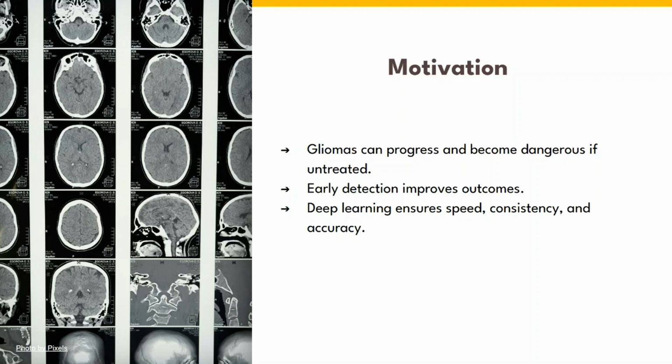Early diagnosis gives patients a better chance at treatment and recovery, but doing it manually is slow and tiring for radiologists. That's why we chose deep learning. It can work fast, consistently, and help reduce workload for doctors in hospitals. With this technology, we can move closer to real-time automated brain tumor detection.